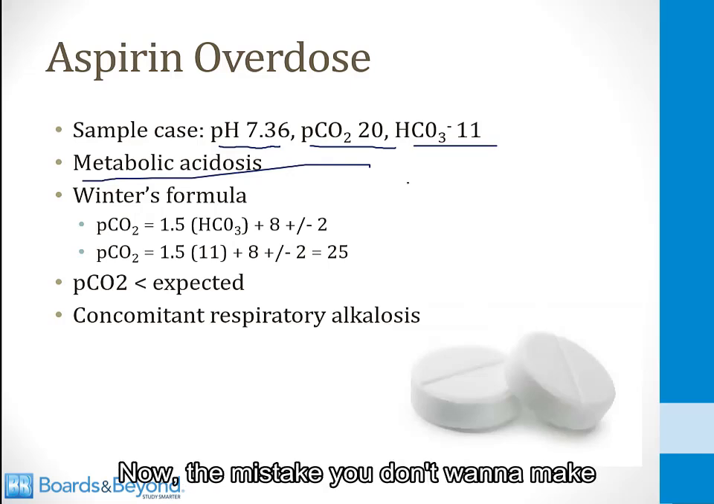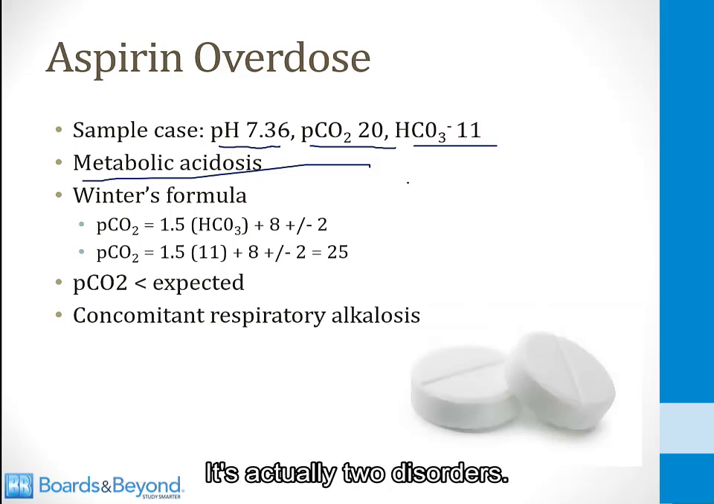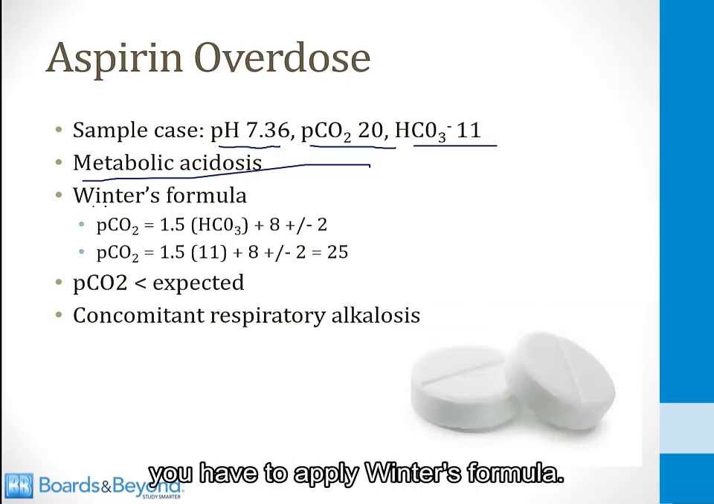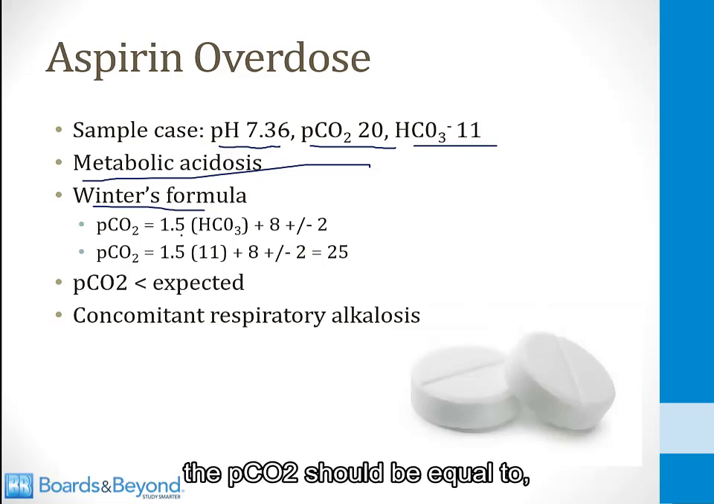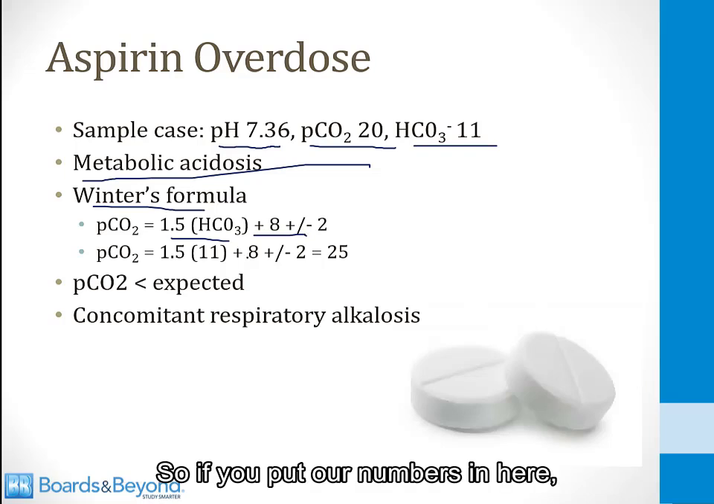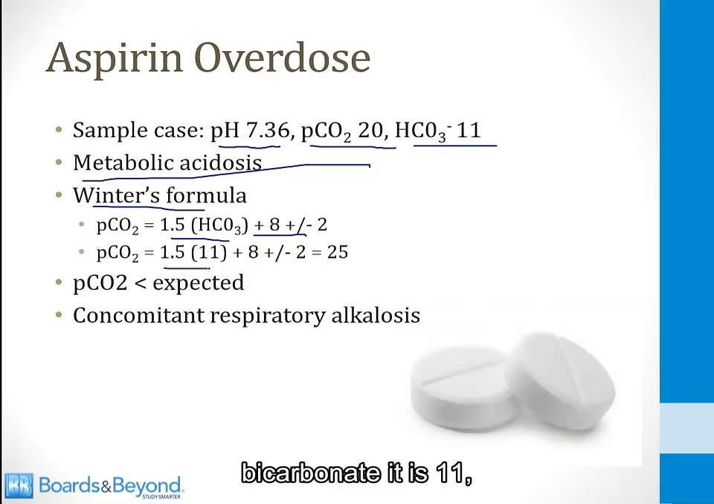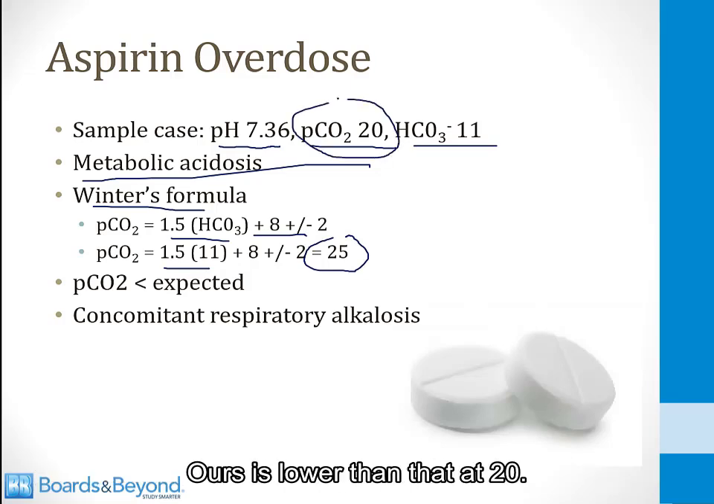Now, the mistake you don't want to make is to think that this is only a metabolic acidosis. It's actually two disorders. But in order to recognize that, you have to apply Winter's formula. So Winter's formula says that in a metabolic acidosis, the PCO2 should be equal to 1.5 times the bicarbonate plus 8, plus or minus 2. So if you put our numbers in here, bicarbonate is 11, you get that the PCO2 should be 25 plus or minus 2. Ours is lower than that at 20.